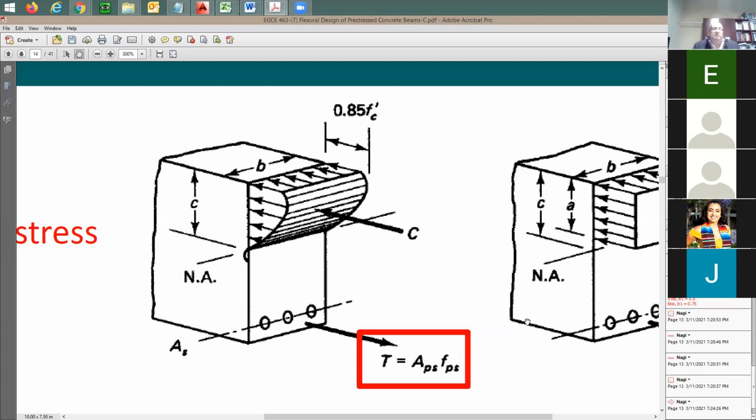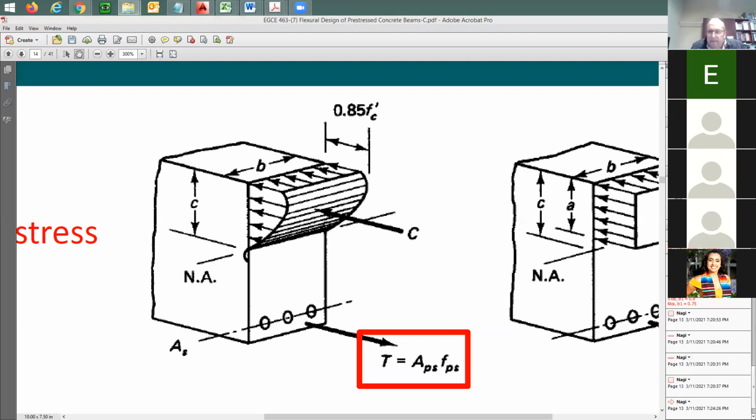I understand from the previous lectures that we have something called FPU, which is the ultimate. We have also FPE, we have FPI. Do you guys recall the symbols? What is FPI? What definition of FPI? Anyone recalls? The initial pre-stress.